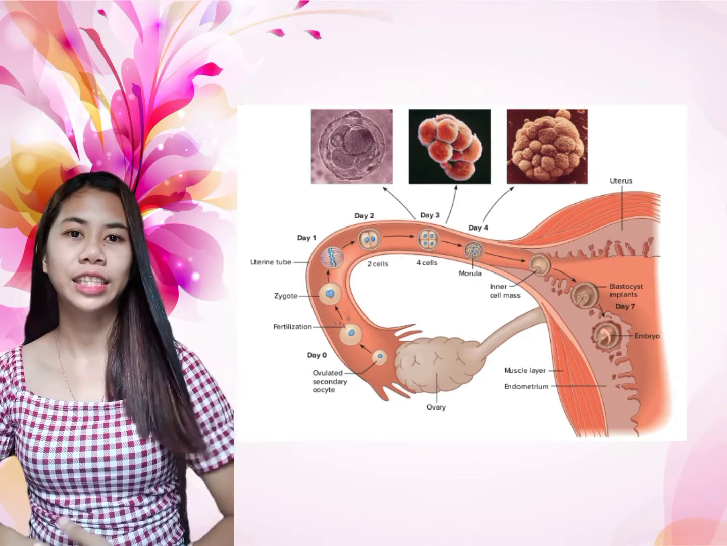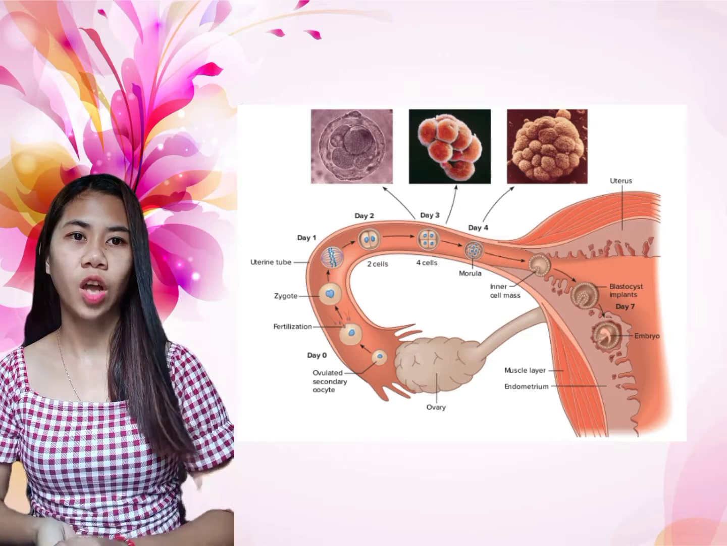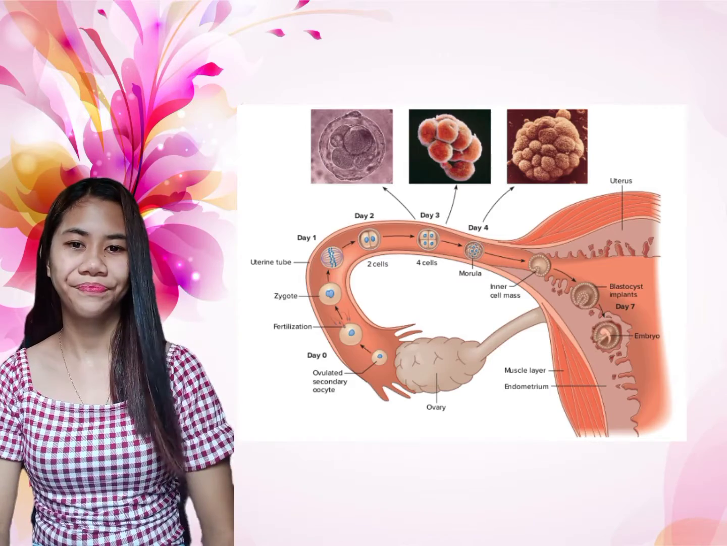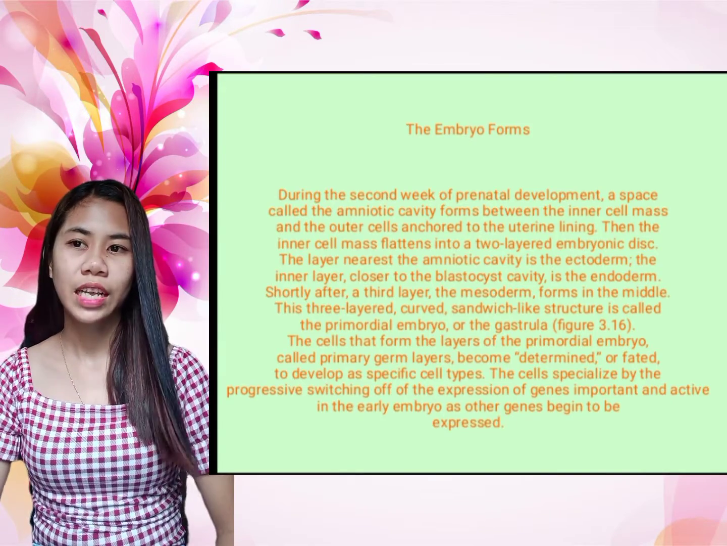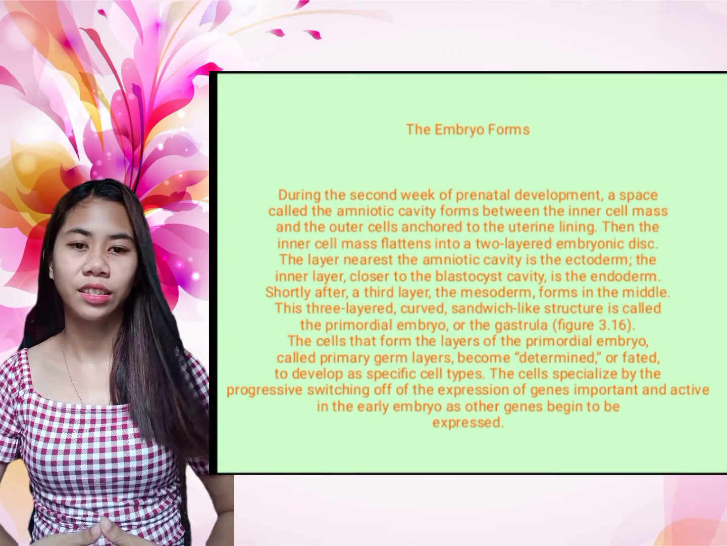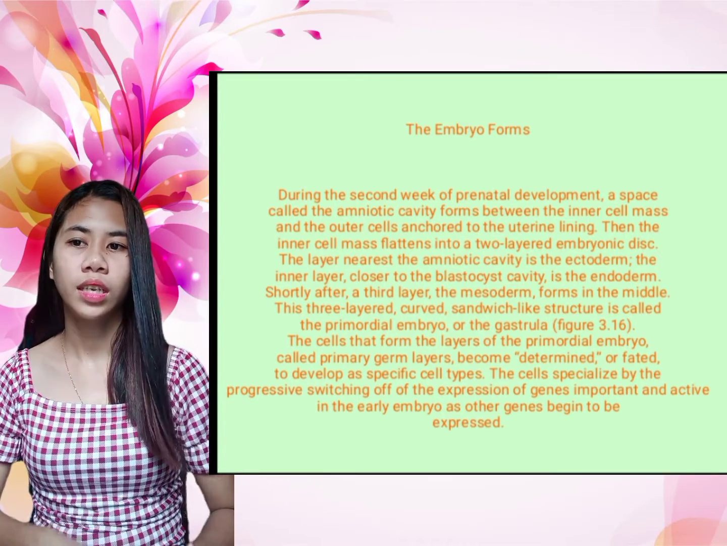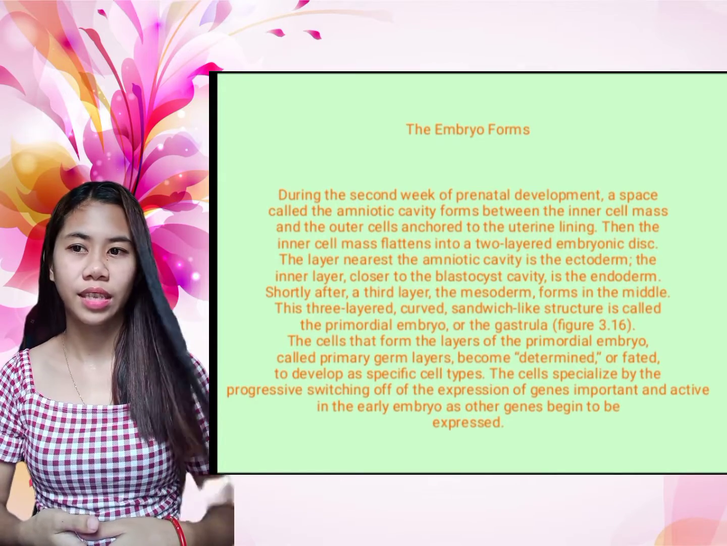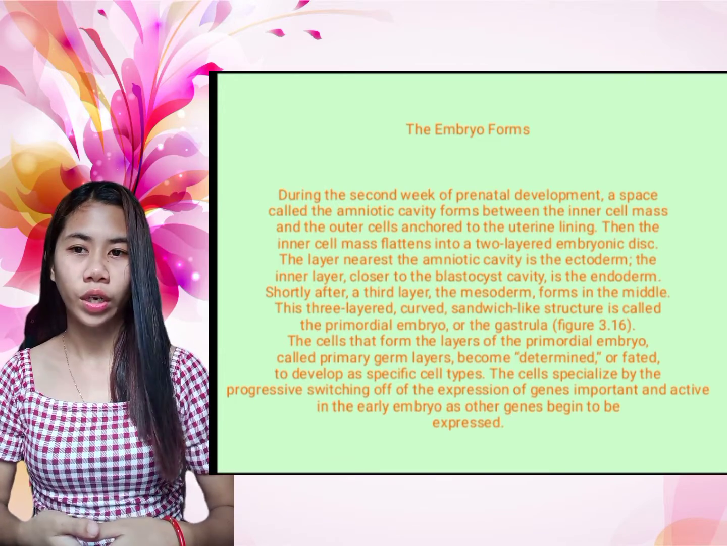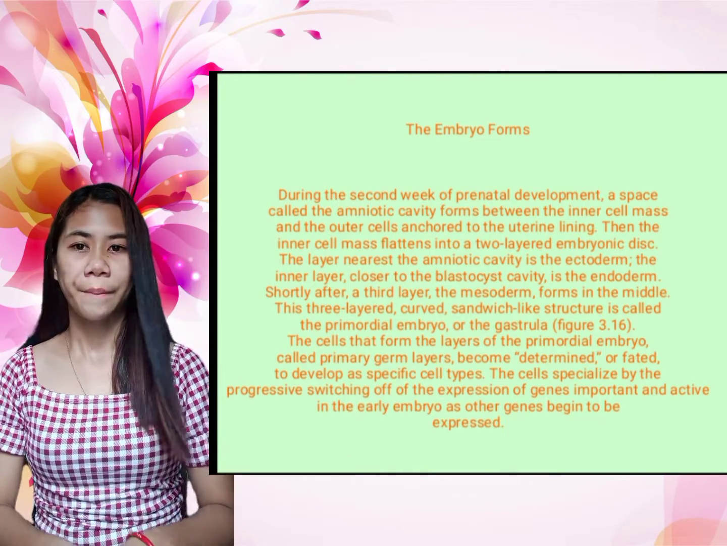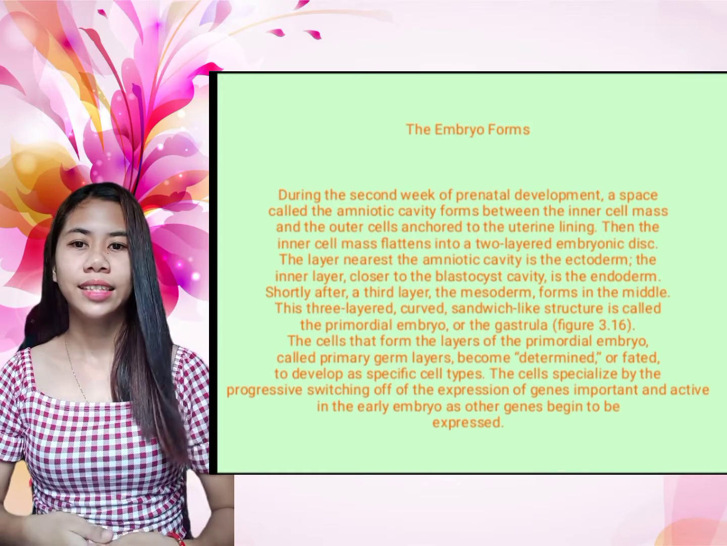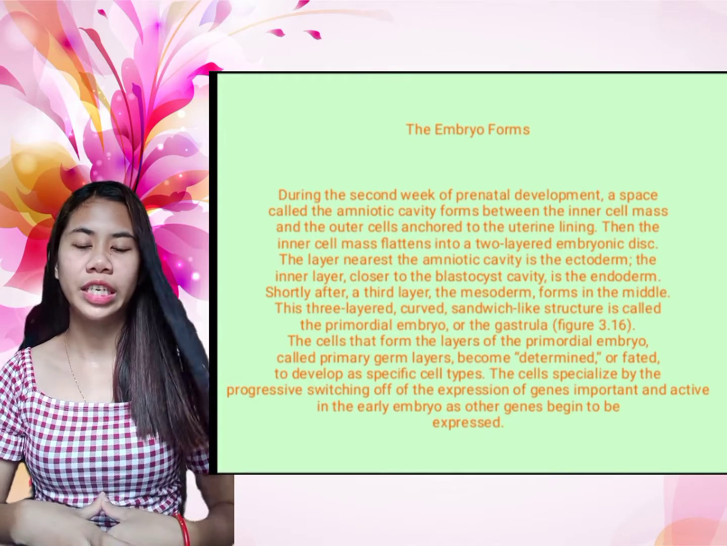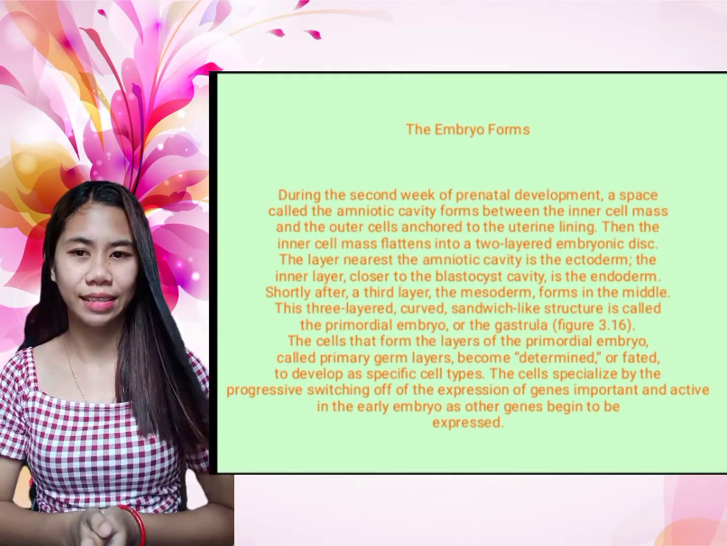The zygote forms in the uterine tube when a sperm nucleus fuses with the nucleus of an oocyte. The embryo forms during the second week of prenatal development. A space called the amniotic cavity forms between the inner cell mass and the outer cells anchored to the uterine lining. Then the inner cell mass flattens into a two-layered embryonic disc.